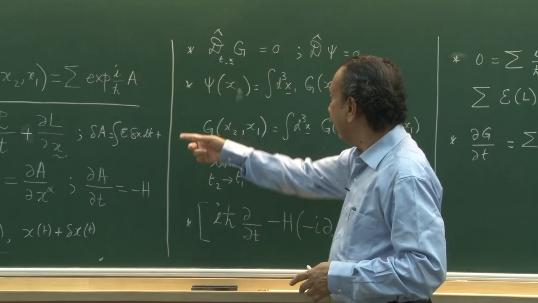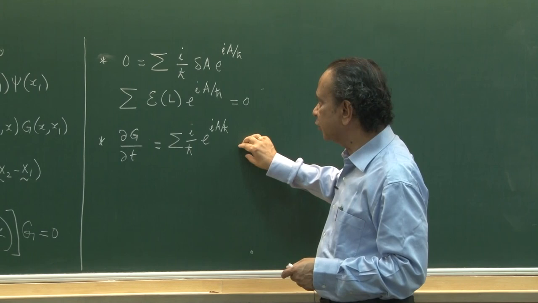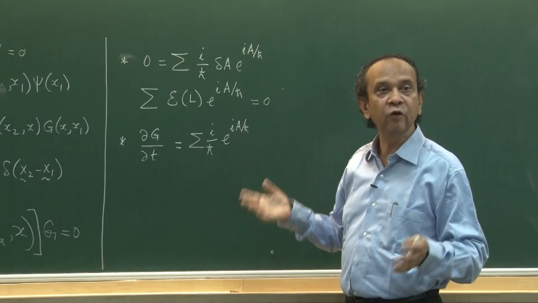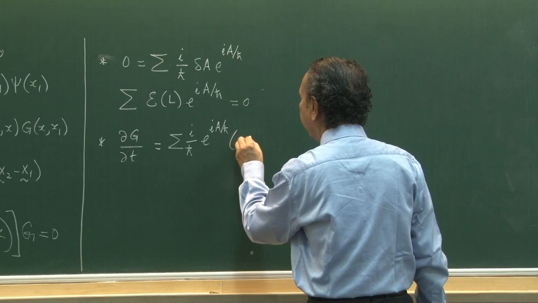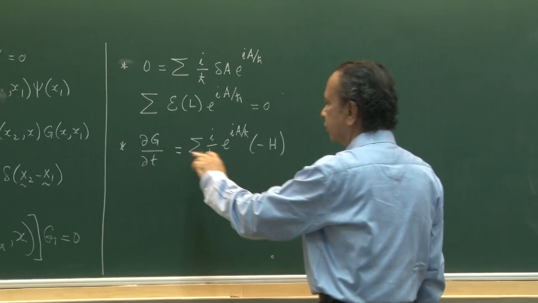But if I write the delta A here as two contributions, the first one will have this EFL, but I just now proved that its average is zero. So I don't have to worry about it. So I just pick up the endpoint contribution. And if I pick up the endpoint contribution, I will have dA by dt, and that is minus h, evaluated at the second point, but I will not indicate that. So this is what I get.